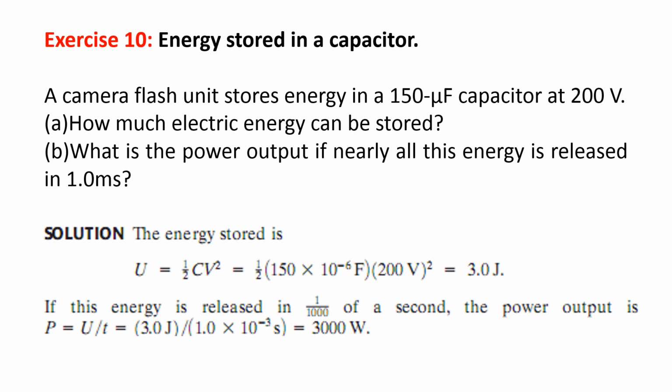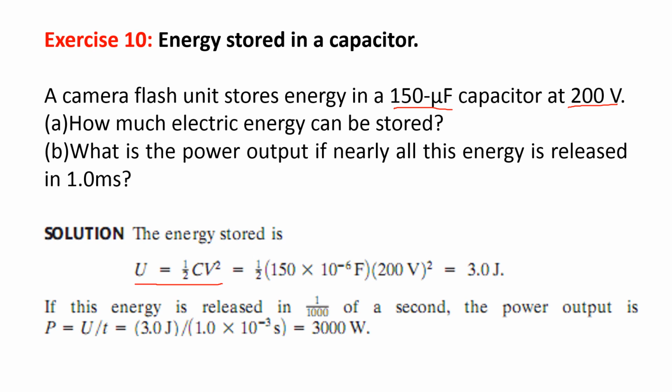First of all, we are given the capacitance and the voltage. The formula for energy is half of the product of the capacitance and the square of the voltage. Capacitance is given, voltage is given. Remember to change the capacitance to farad. Microfarad is equal to 10 to the power minus 6 farad, and with the square of voltage the energy equals 3 joules.